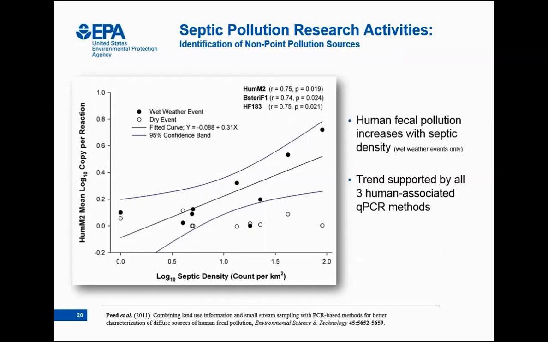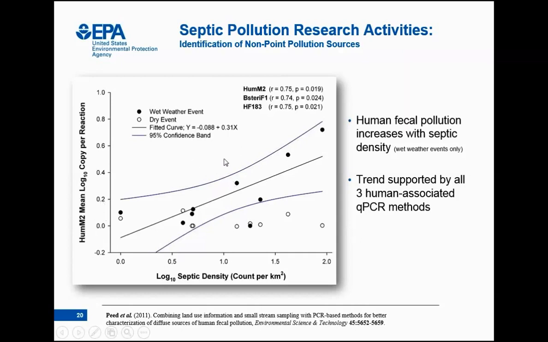Okay, and when we did this, what we found was that human fecal pollution increased with septic density, but it only did this during wet weather sampling. So in this plot here, we have a scatter plot, and on the x-axis, we have the log septic density, ranging from 0 up to almost 90. And then on the y-axis, we have one of the microbial source tracking markers, the copies per reaction.